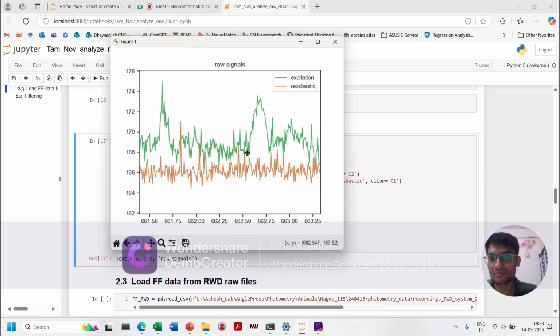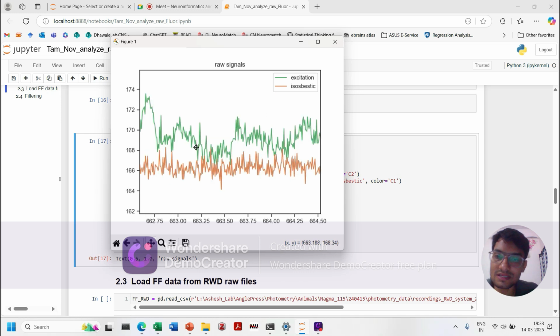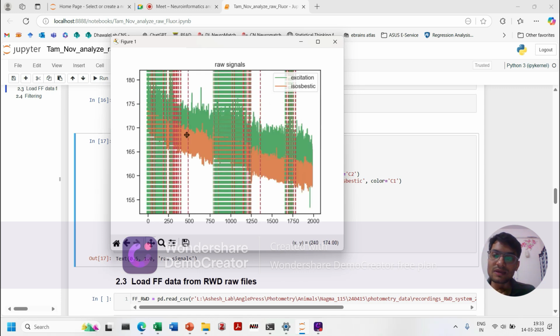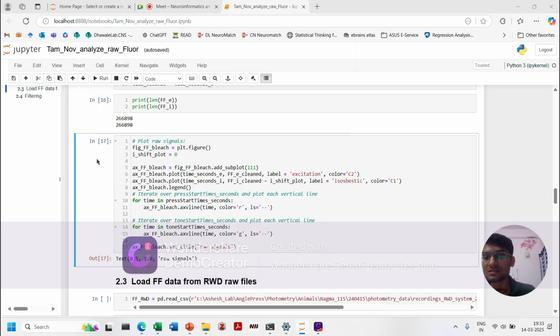But we want to control for this. What we are also interested in is the percentage jump in fluorescence at the time of dopamine release, and that will come only when we control for the baseline. So the baseline control can be done by the isosbestic wavelength. So these are the raw signals.